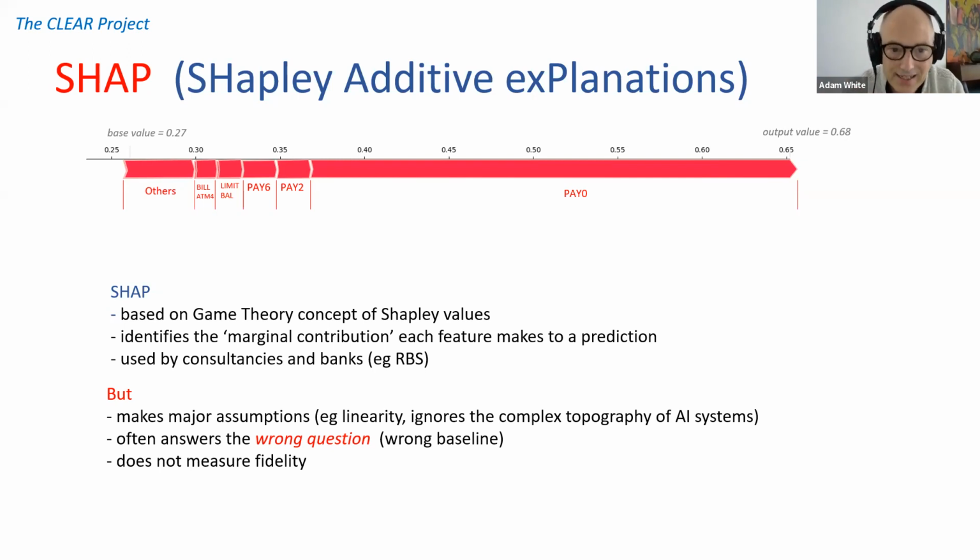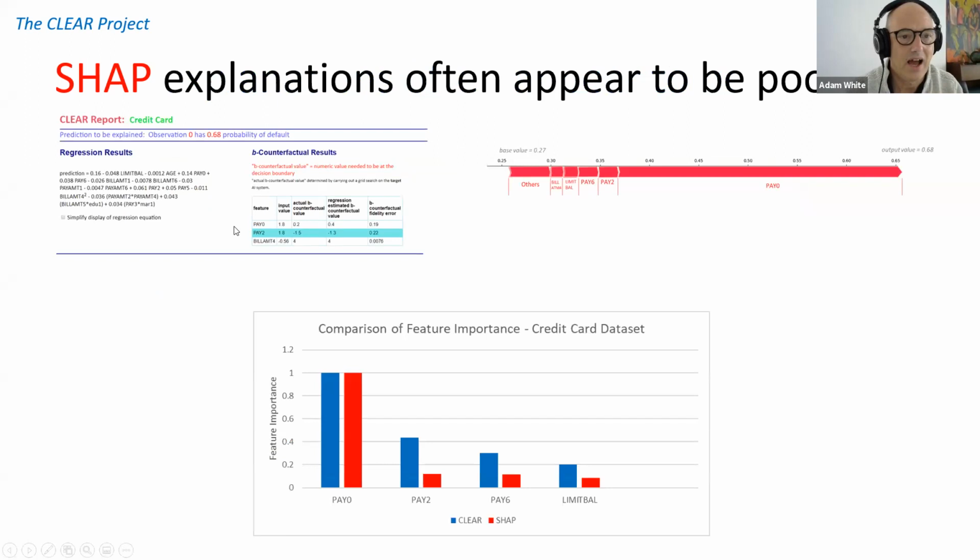But perhaps because it's based on this very clever idea of Shapley values, it is very popular. But no measure of fidelity. I just want to emphasize that. And so you're left with this question of why should you trust it? Okay, and when we run SHAP and compare it with Clear, so this is the example earlier from the UCI credit card data set, we see significant differences in some of the feature weightings.